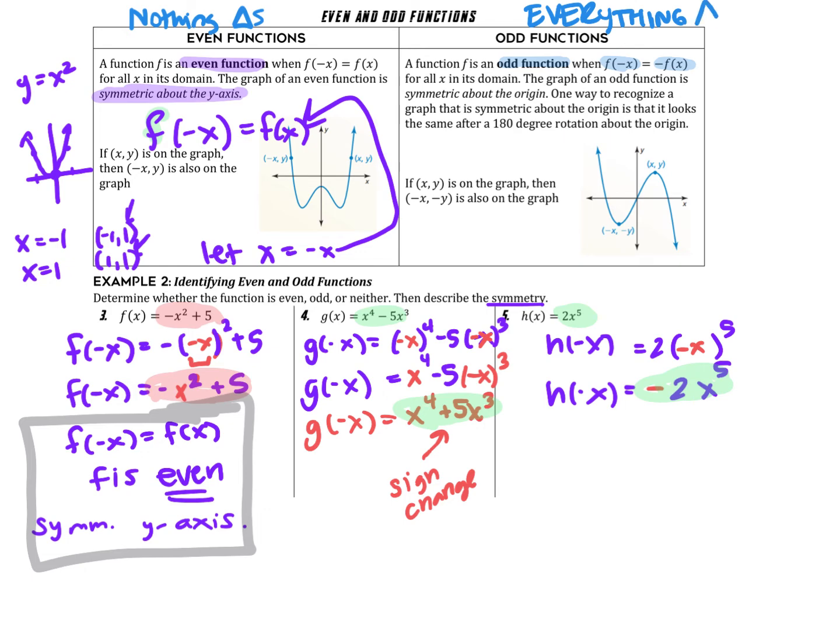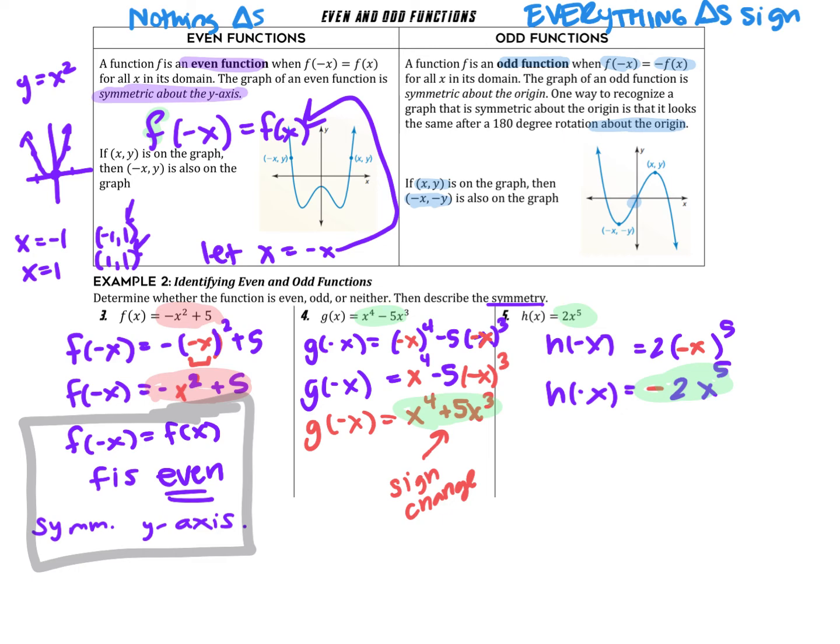Everything changes sign. Odd functions have special characteristics as well. Odd functions are symmetric about the origin. If you folded your graph along the origin or overlapped across the origin, everything would line up. So if you have a point x, y, you also have a point negative x, negative y. Everything changes sign. Changing the sign of the x changes exactly the sign of the output.